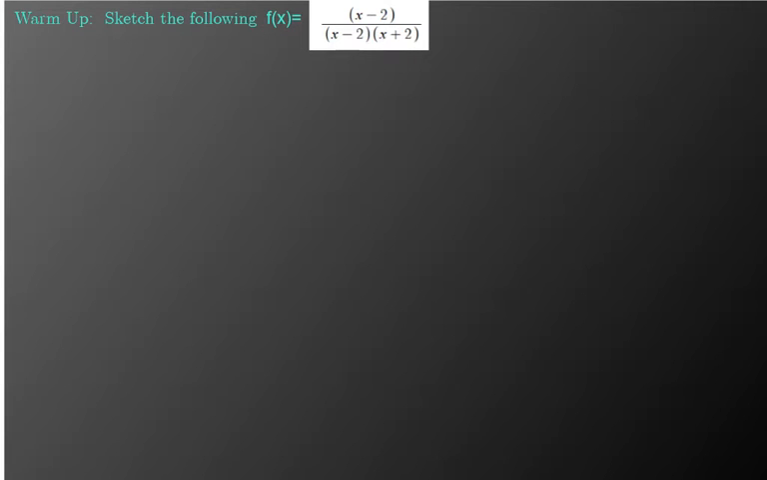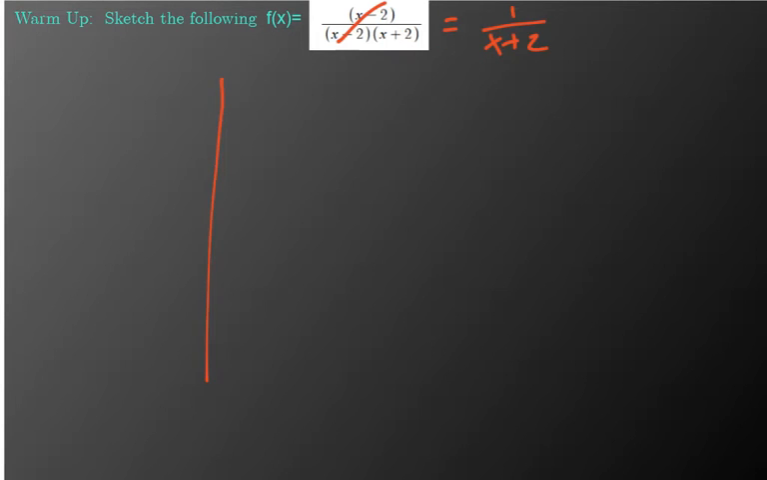So to start off, I just want to sketch one of these rational functions that we saw last time. Sometimes you'll run into something like this, and it looks kind of like a more scary rational function than we saw, but if you ever have the same factor on top and bottom, you actually can just cancel it like that, and you get 1 over x plus 2.